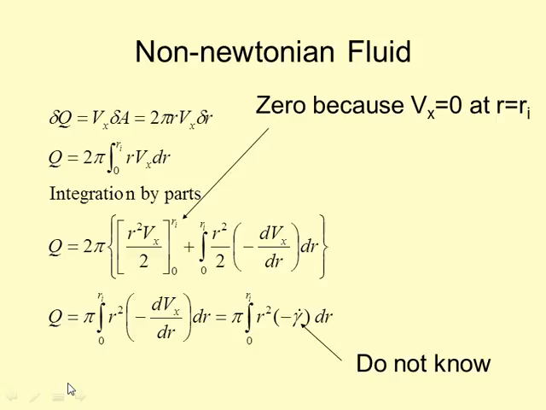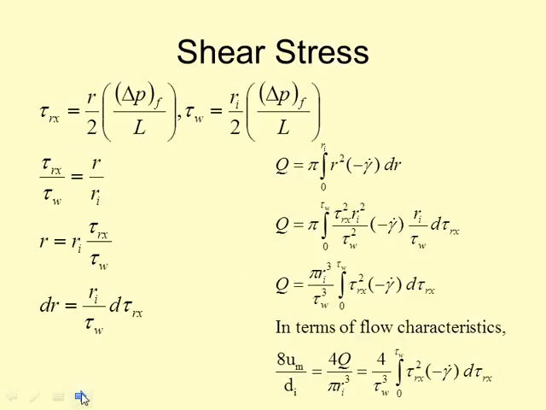So integrating by parts, you realize the first term is 0. The flow rate is this integral, which is the integral of the velocity gradient, the strain rate, as a function of radius. And we know the shear stress is a function of net pressure, the shear stress at the wall. So we can relate the shear stress at any radius with the top equation here.